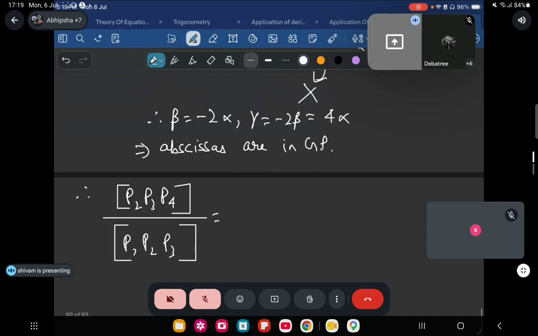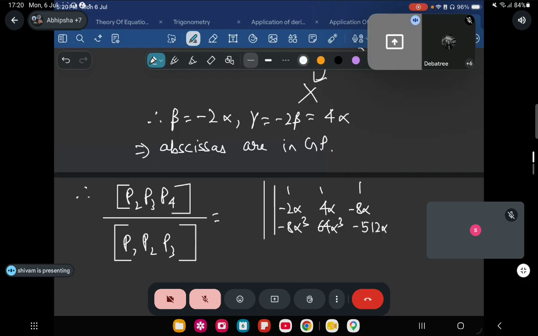So I'm not writing half. It will be the mod of the determinant 1, 1, 1, P2. P2 is minus 2 alpha, so minus 8 alpha cube. P3 is equal to 4 alpha, so it is 64 alpha cube. And then P4 will be equal to minus 8 alpha, so this will be minus 512 alpha.